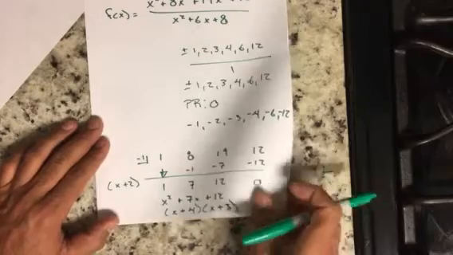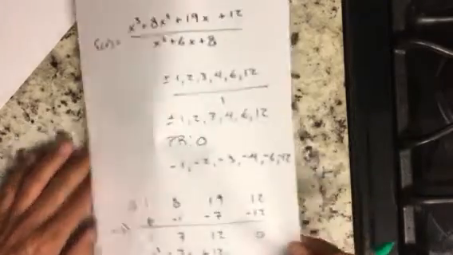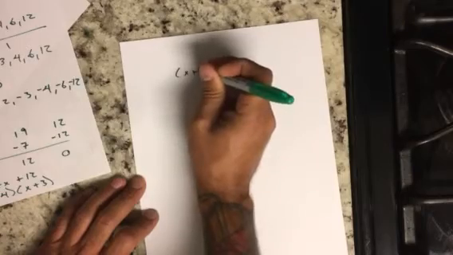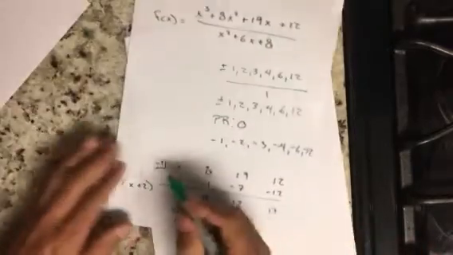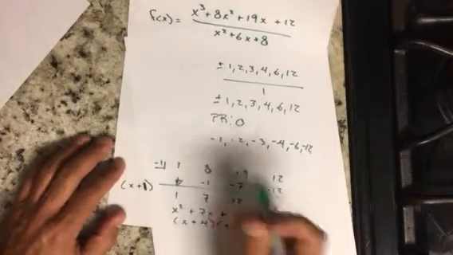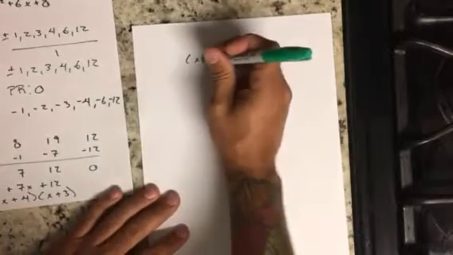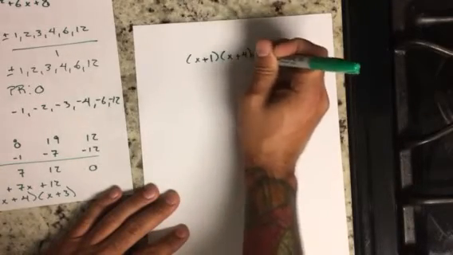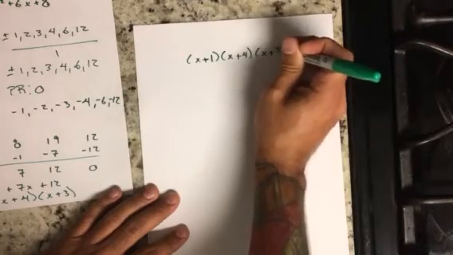So now I found all the factors of the numerator. So my numerator, x plus 2. Oh, whoops, why did I write 2 right there? This should have been a 1. Negative 1 is a root, so x plus 1 is a factor. X plus 1, x plus 4, x plus 3.